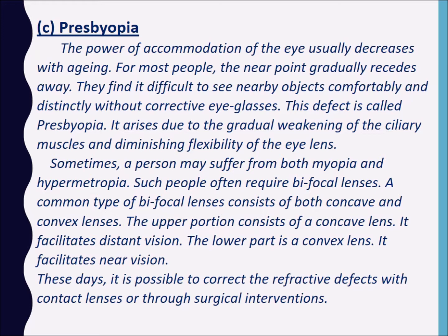Sometimes, a person may suffer from both myopia and hypermetropia. Such people often require bifocal lenses. A common type of bifocal lens consists of both concave and convex lenses. The upper portion consists of a concave lens. It facilitates distant vision. The lower part is a convex lens. It facilitates near vision. These days, it is possible to correct the refractive defects with contact lenses or through surgical interventions.